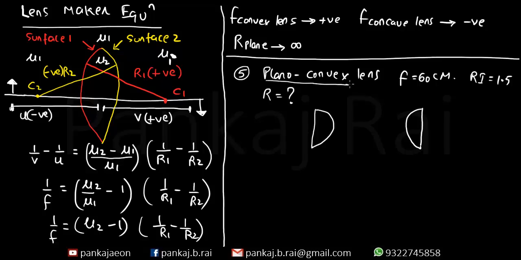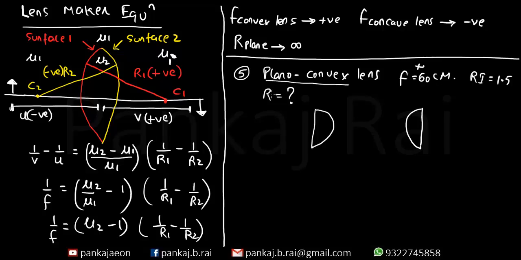Since it is a convex lens, the focal length which is given will be positive, so we have to use f as positive. Refractive index is always positive, so it is 1.5, and we have to find r.